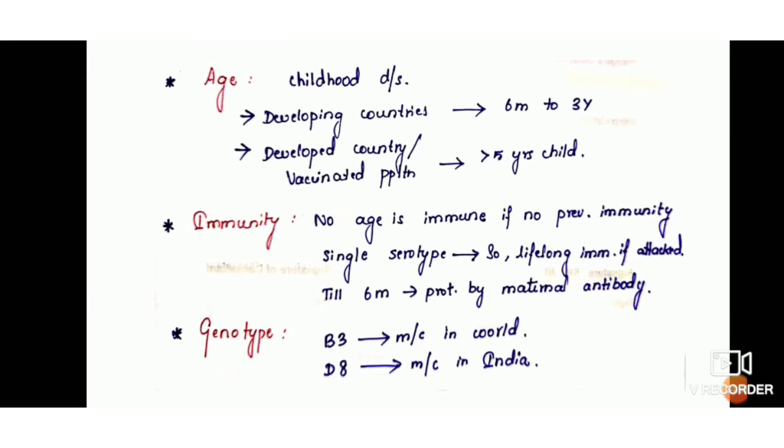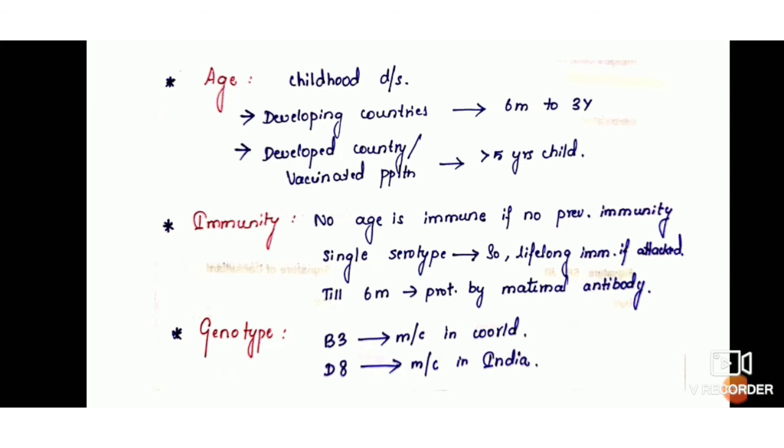Now, regarding age of onset, this is a childhood disease, and in developing countries it occurs in children between 6 months and 3 years, and in developed countries or vaccinated populations it occurs in children older than 5 years, and rarely in adults. Immunity: no age is immune if there is no previous immunity. In this case, the boy was not vaccinated. His mother says he is healthy and has not had any vaccinations before. So this is an important history.